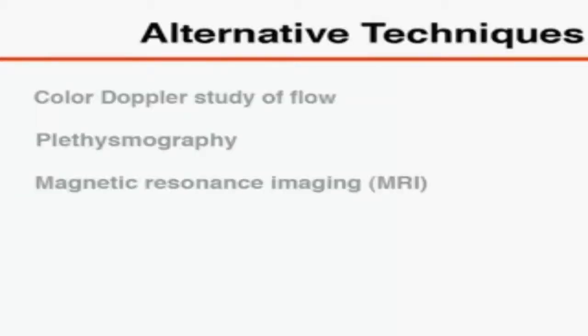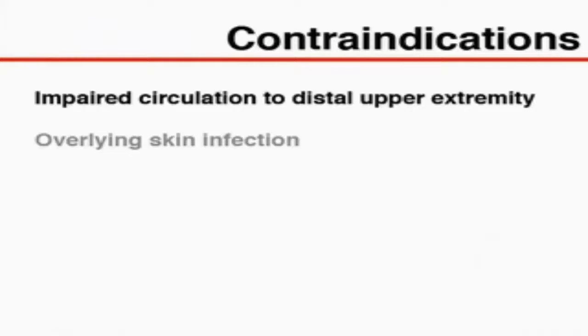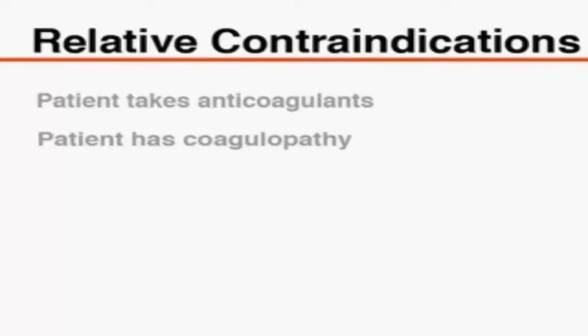Alternative techniques that can be used to measure collateral circulation of the forearm include color Doppler flow study, plethysmography, and MRI. These methods are more often used when assessing the radial artery for more invasive procedures, such as arterial harvesting for coronary bypass. In addition, radial arterial puncture should not be performed in the presence of an overlying skin infection. It is relatively contraindicated in patients receiving anticoagulants or in those with coagulopathies because of the increased risk of bleeding and hematoma formation.